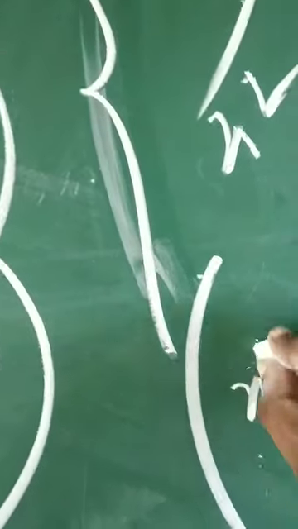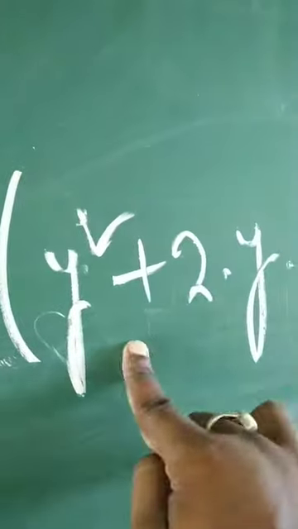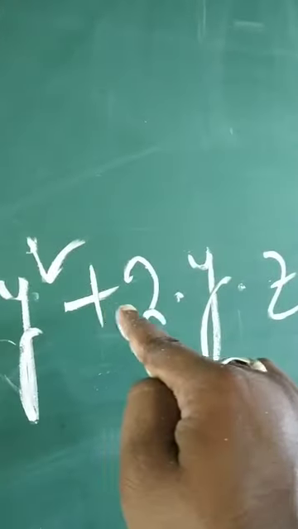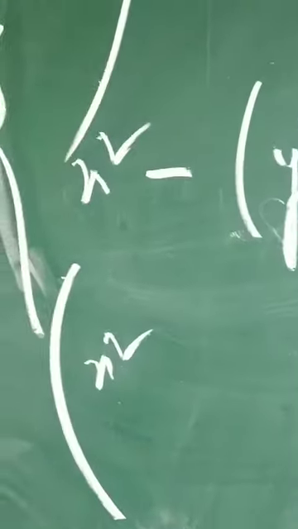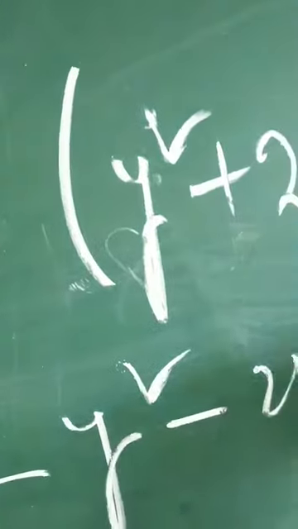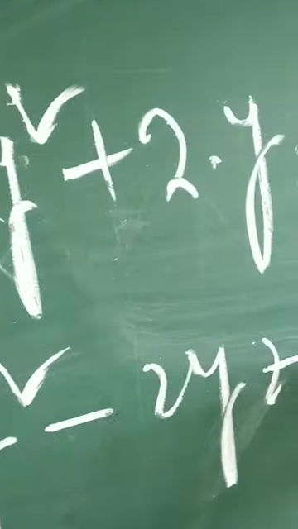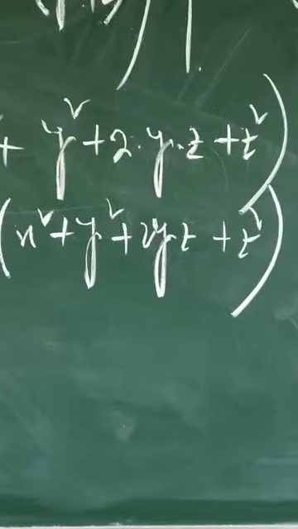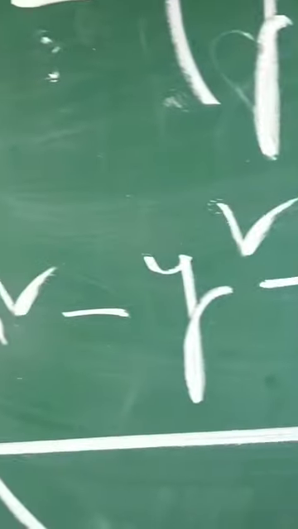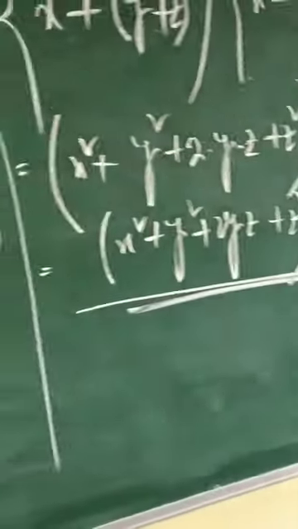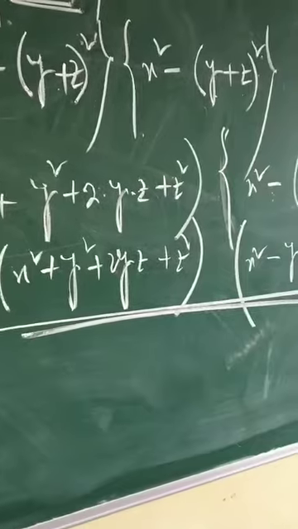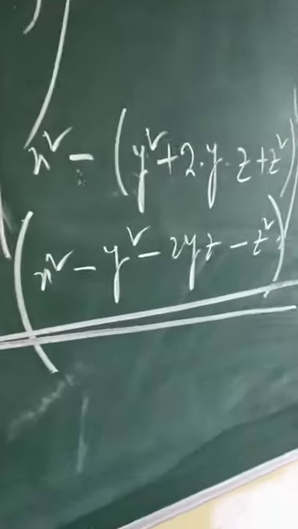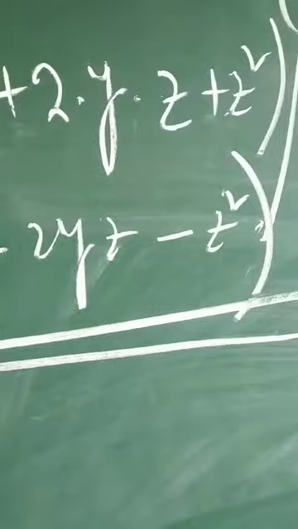X square minus will be multiplied with the values or with the symbols within the bracket. So it's minus y square, minus into plus, minus 2yz, plus minus minus, z square. Children, no more factorization. Nothing can be done over here. This is only your answer. Let your answers be like this only: x square plus y square plus 2yz plus z square, and within here, x square minus y square minus 2yz minus z square.